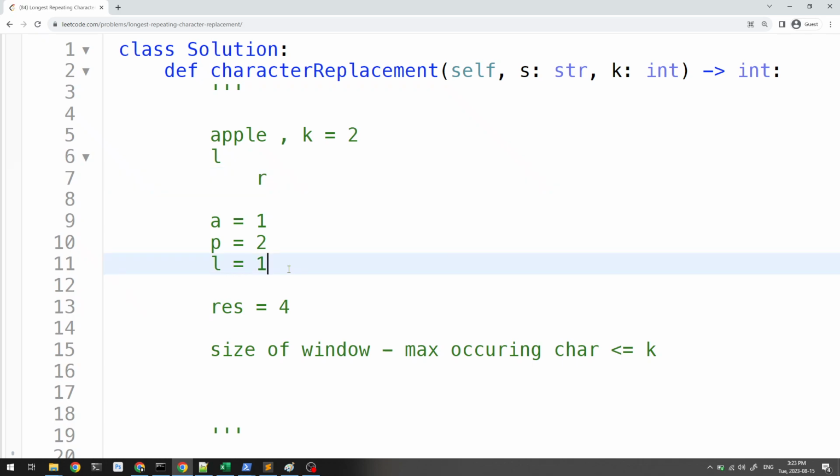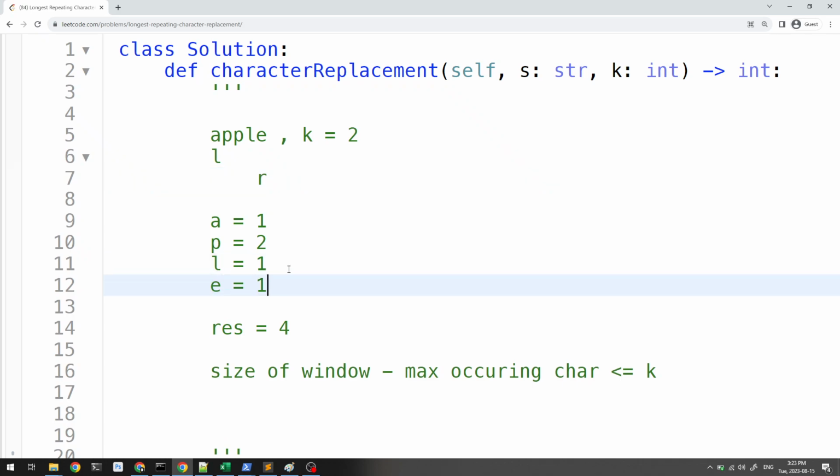Now, what happens if I move R over here? Well, if I move R over here, we'll have E is equal to 1. And notice that the length of my window is 5, and the maximum occurring letter is 2, which means that if I want to make these 3 into my 2, into my P, then I need to do 3 replacements. But this is not allowed, right? Because our K is capped at 2. And so this is a case in which our window breaks.